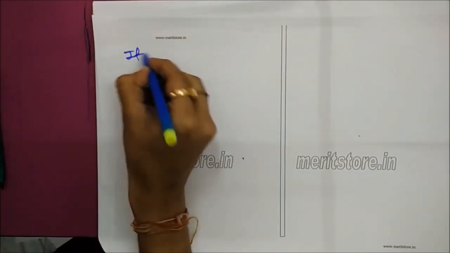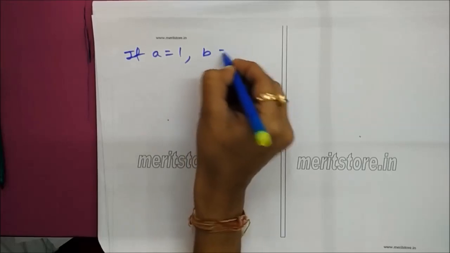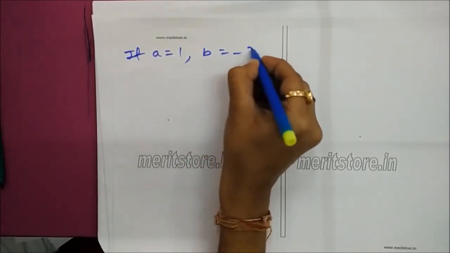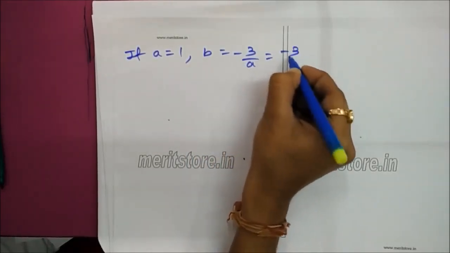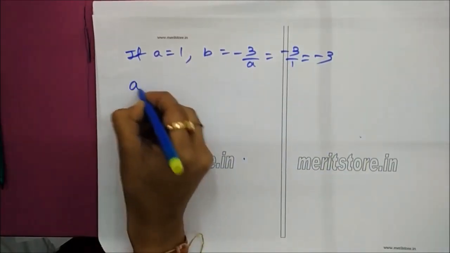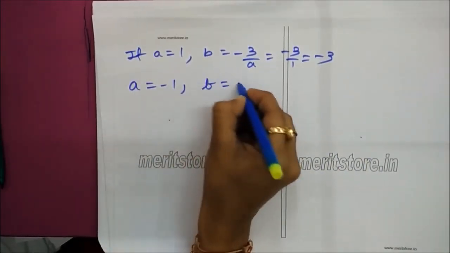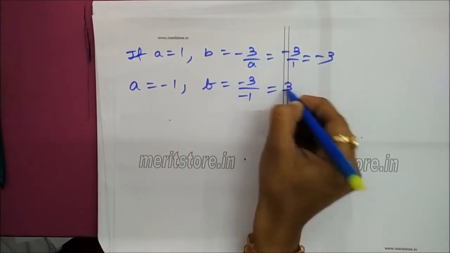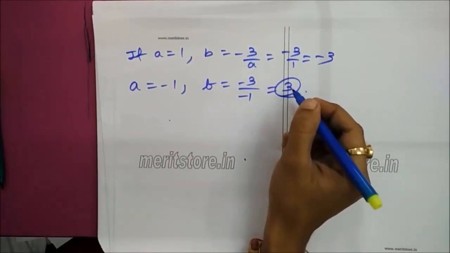Here you got your a. So if a is equal to 1, b is equal to minus 3 upon a, that is equal to minus 3. If a is minus 1, b is equal to minus 3 upon minus 1.